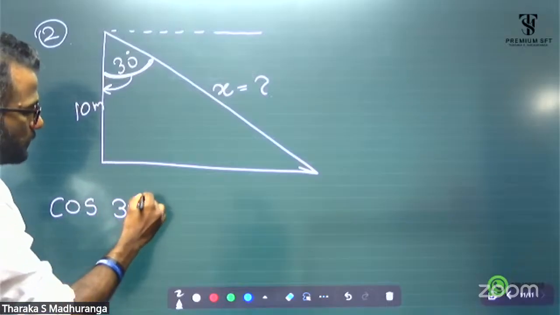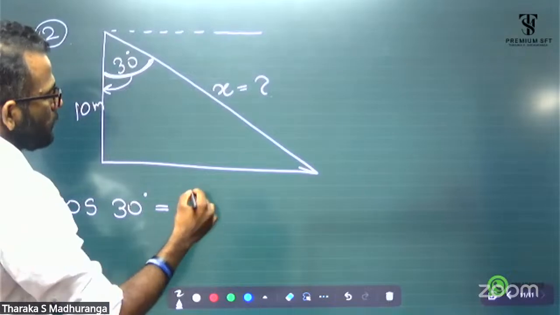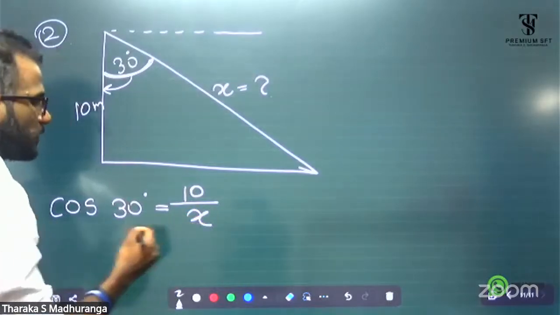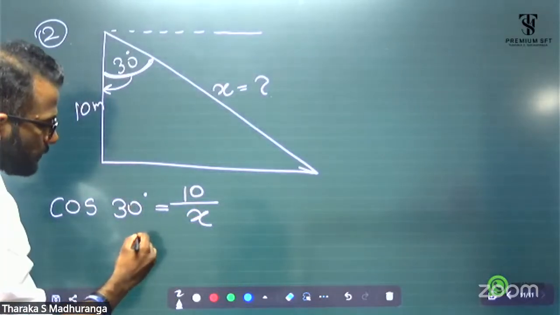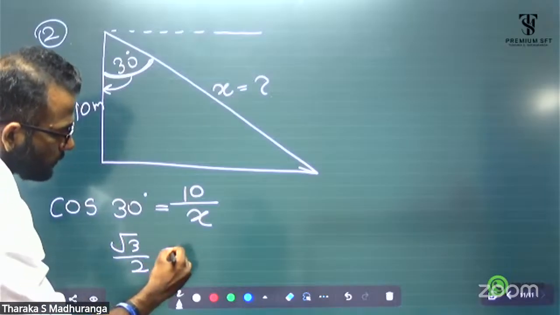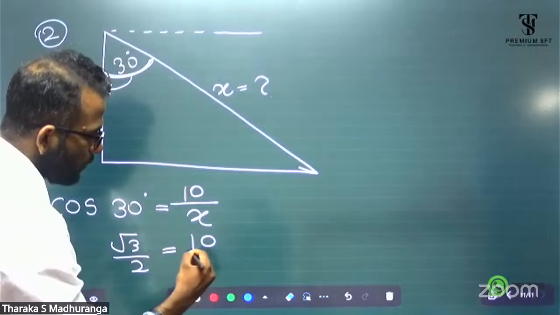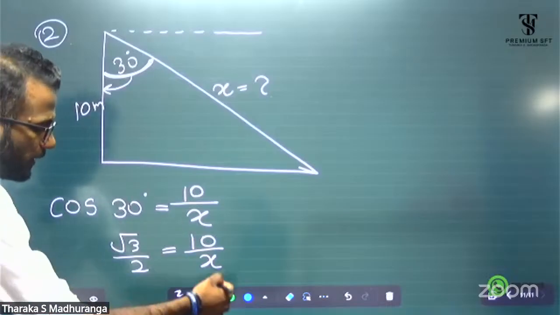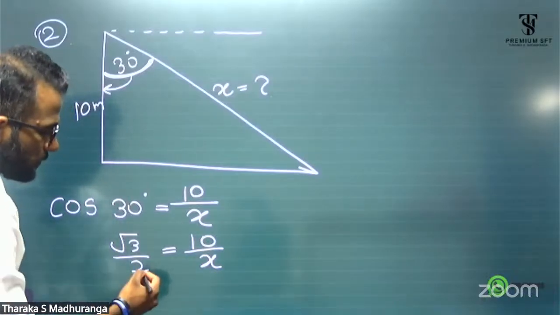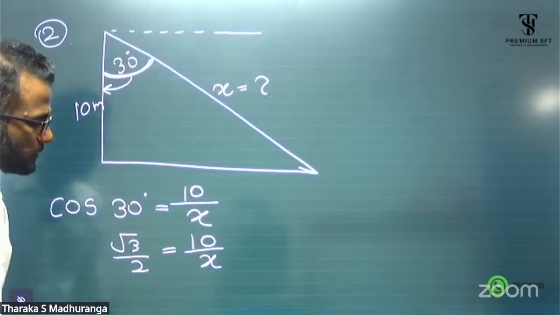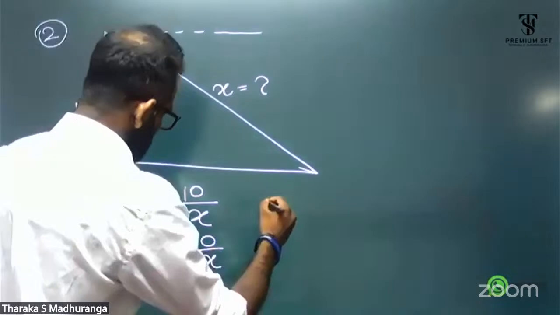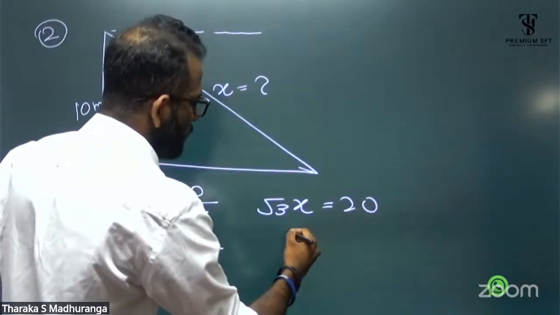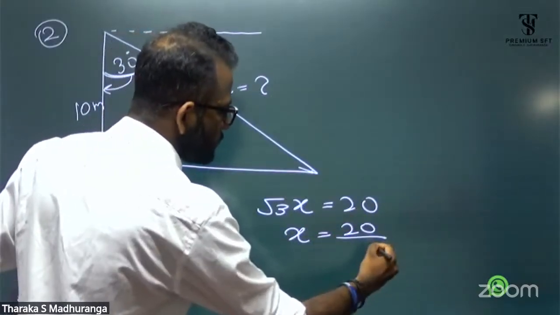Cos 30 equals adjacent 10 over hypotenuse x. What's the value of cos 30? Cos 30 equals root 3 over 2 equals 10 over x. Now isolate the x. For that we have to cross multiply. 2 times 10 is 20, so root 3 x equals 20. Then x equals 20 over root 3.